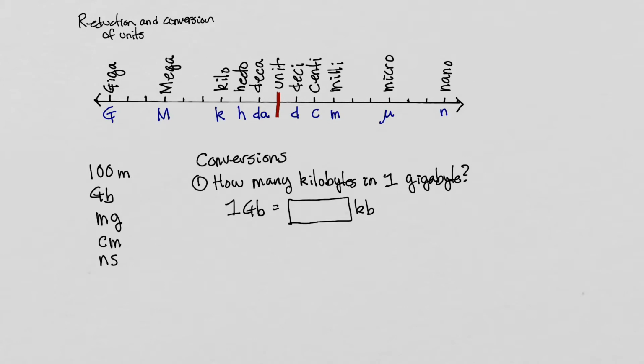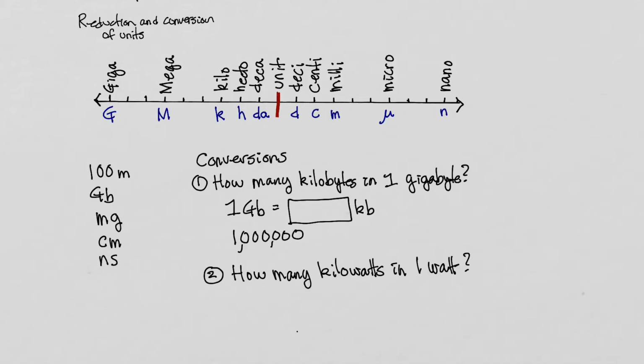So here's how we can do this. Let's start over here at 1 gigabyte. These are all powers of 10, so we're going to go 1, 2, 3, 4, 5, 6. I have to go 6 places to get to kilo. So when I write this, I'm going to write my 1, and then add 6 zeros. 1, 2, 3, 4, 5, 6. So 1 gigabyte is 1 million kilobytes.